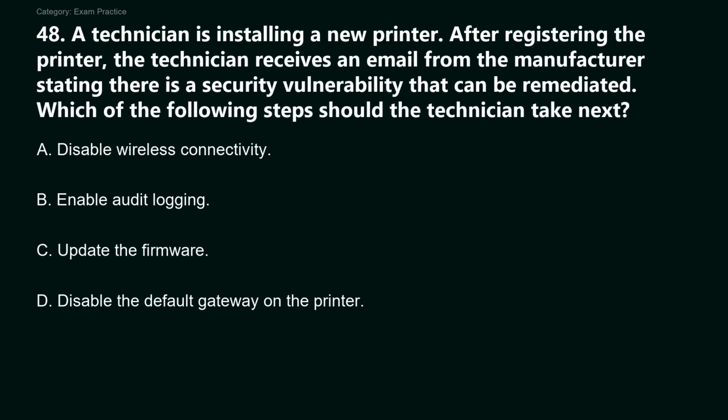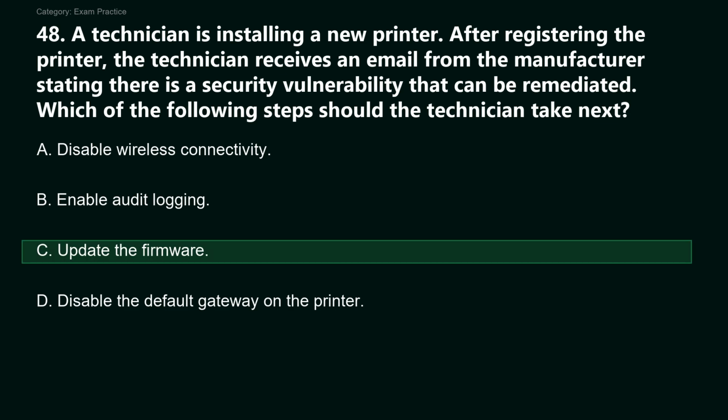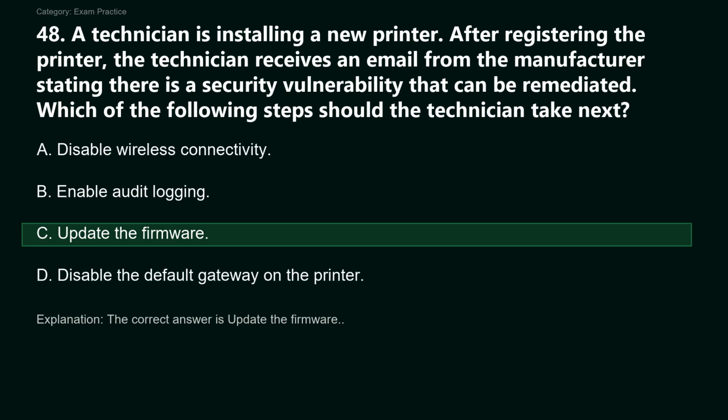Question 48. A technician is installing a new printer. After registering the printer, the technician receives an email from the manufacturer stating there is a security vulnerability that can be remediated. Which of the following steps should the technician take next? Option A, disable wireless connectivity. Option B, enable audit logging. Option C, update the firmware. Option D, disable the default gateway on the printer. The correct answer is option C, update the firmware.